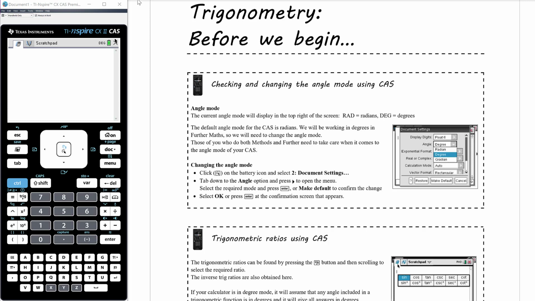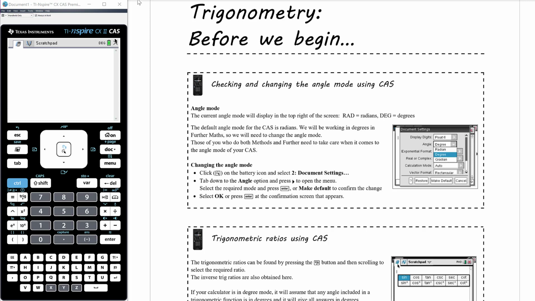In further maths, we will always be working with angles that are measured in degrees. And so therefore, if we're doing a problem with an angle in degrees, our CAS needs to know when we enter an angle into our CAS that that angle is in degrees. So the angle mode of our CAS must be in degrees.